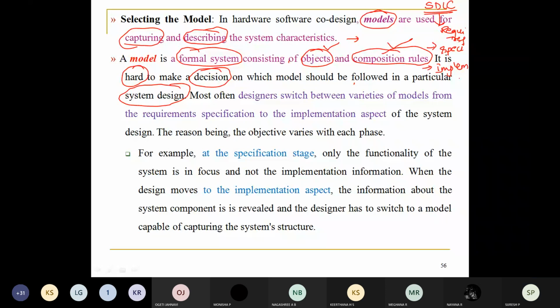So if I use this particular model, what problems am I going to face in my implementation stage? I come to know that only at the implementation stage. That is the reason: at the specification stage, only the functionality of the system is the focus, not the implementation information.